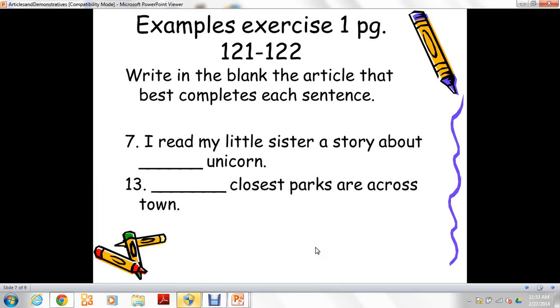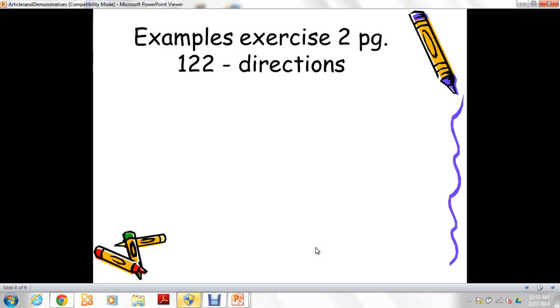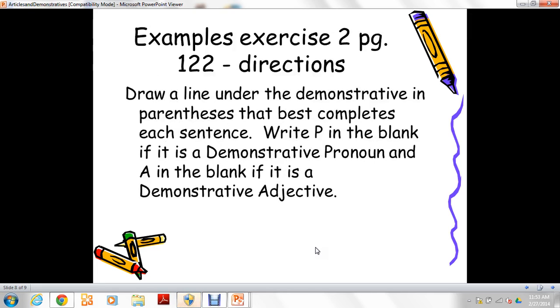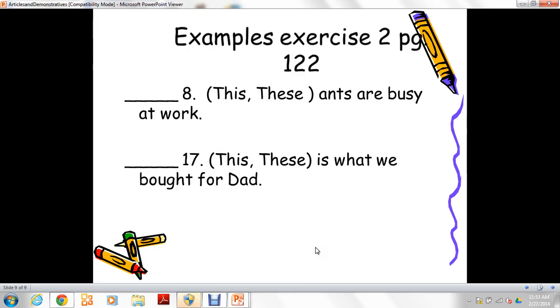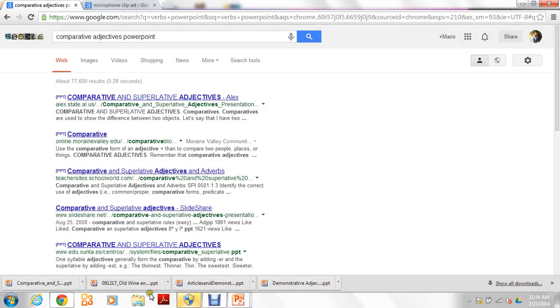I should be out there today. Alright, so just a couple more, I think. Alright, so that's the end of this PowerPoint. Well, more. So I'm going to go from here until the comparison and superlative adjectives PowerPoint.